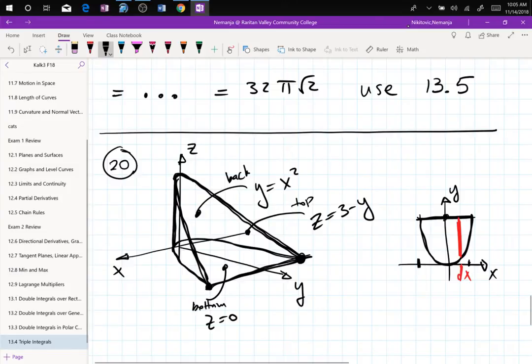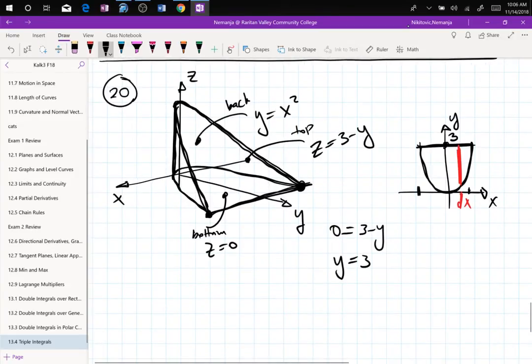So what I have now is when I set these two equal, I get 0 equals 3 minus y, so y is equal to 3. Yay! I just found that y is equal to 3 on the top. As soon as I know that y is equal to 3 on the top, and I have that y equals x squared, well, 3 equals x squared, I know that x is plus minus root 3. So, negative root 3 and positive root 3.